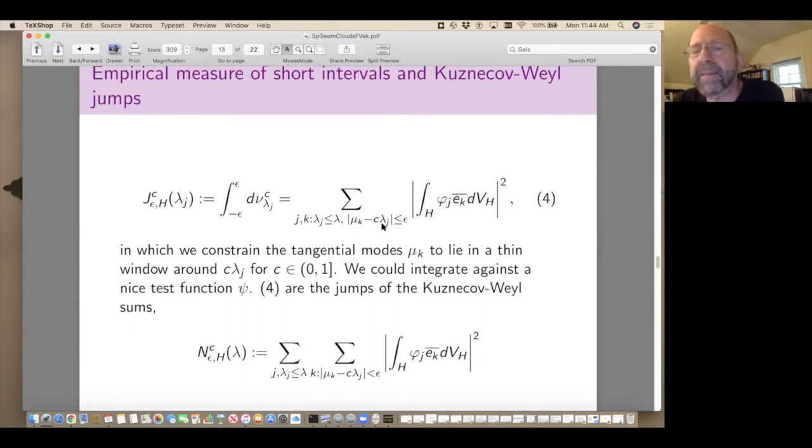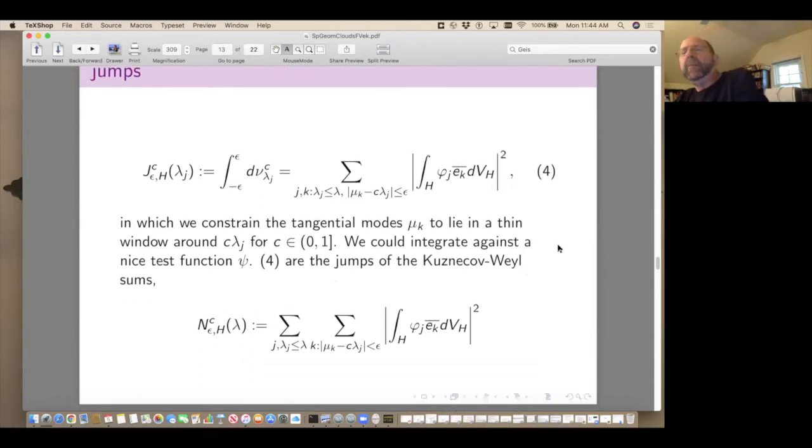We're asking that mu k over lambda j be very close to c, semiclassically close to this value c. That's a very standard thing to do when studying a single Hamiltonian and you want to study eigenvalues near an energy level. So here c represents the energy level.